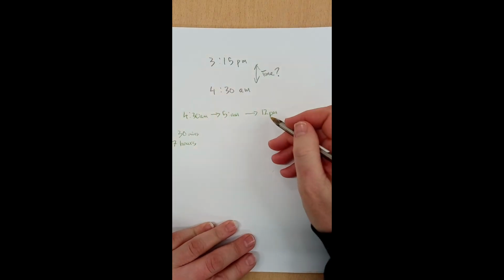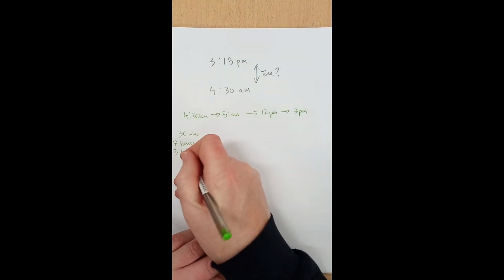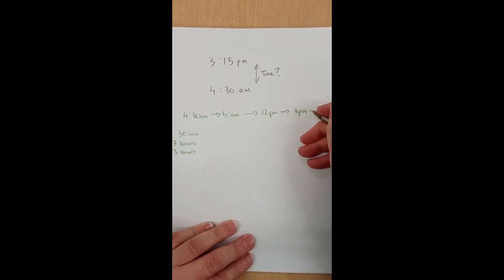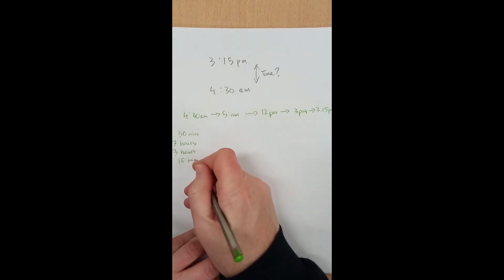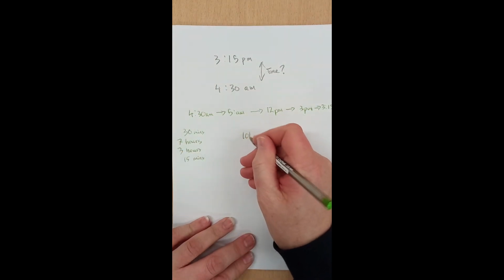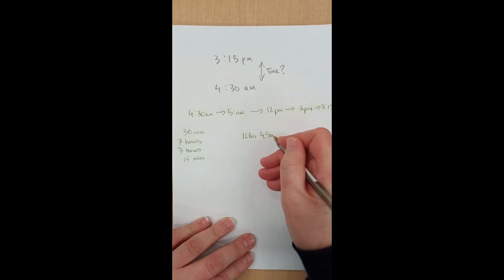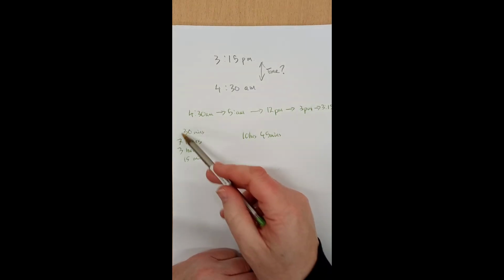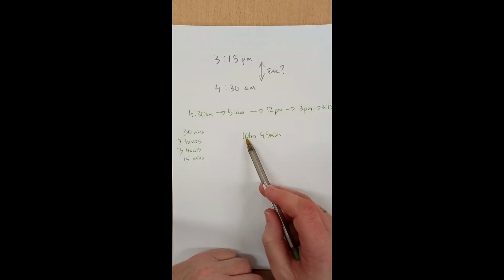Okay, and then we're at 12 p.m. We have to get to 3:15 p.m., so let's get to 3 p.m. That's another 3 hours. And then from 3 p.m. to 3:15 p.m., that's 15 minutes. So now let's add up all these. 7 hours and 3 hours is 10 hours. 30 minutes and 15 minutes is 45 minutes. And remember, if you add the minutes up and they come to more than 60, anything over 60 you keep, but you add the hour on.